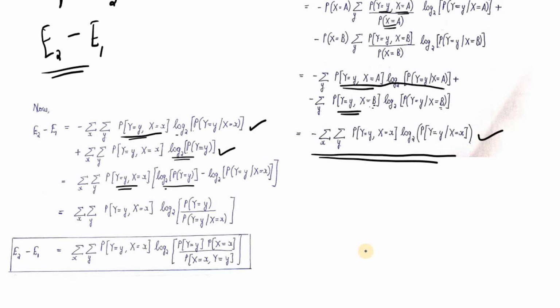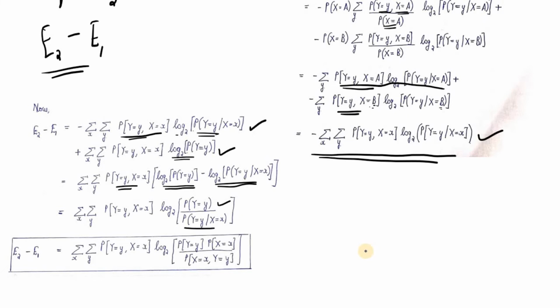So this is what we are getting: log to the base 2 probability y, and this is the log to the base 2 probability y given x, which came from here. Now we can use the property of logarithms to simplify it further, and on simplifying we get something like this: log a minus log b is equivalent to log a divided by b. This is exactly what we used over here.